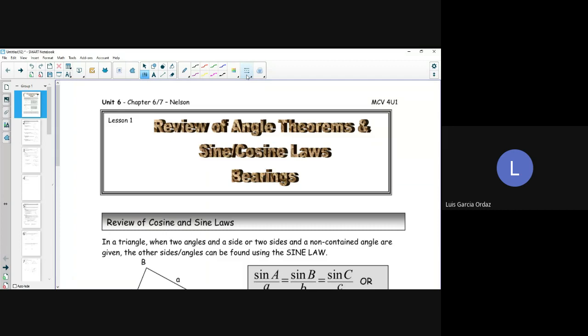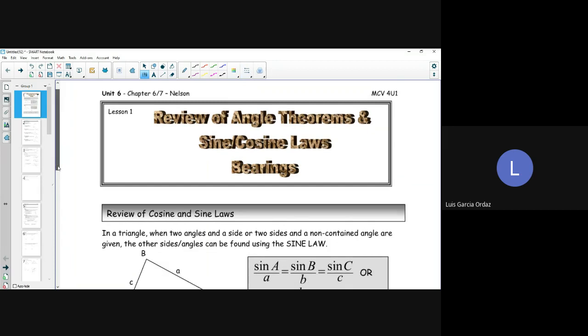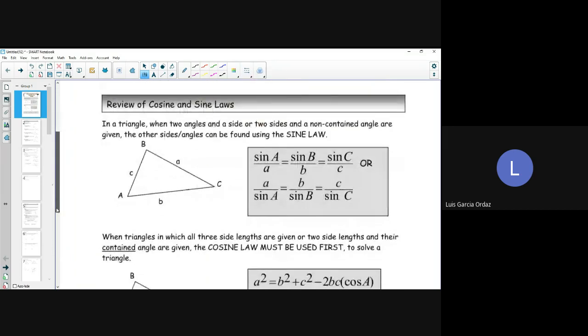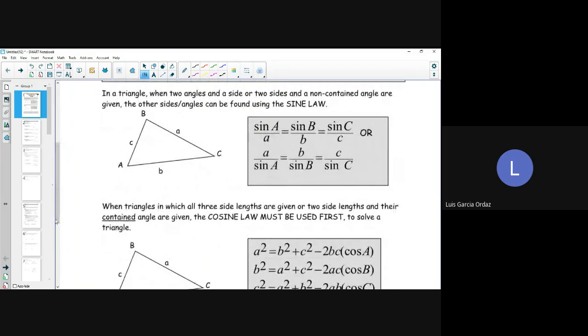They're going to go through the first two lessons. So we're going to be talking about review of angle theorems and sine and cosine laws, which is what you have done before. So in a triangle, when two angles and a side are given, or a contained angle are given, the other sides and angles can be found using the sine law. For example, angle B corresponds to side B, angle A corresponds to side A, and angle C corresponds to side C.